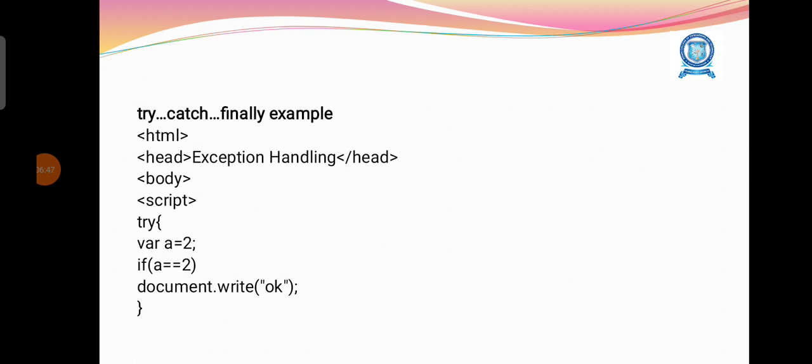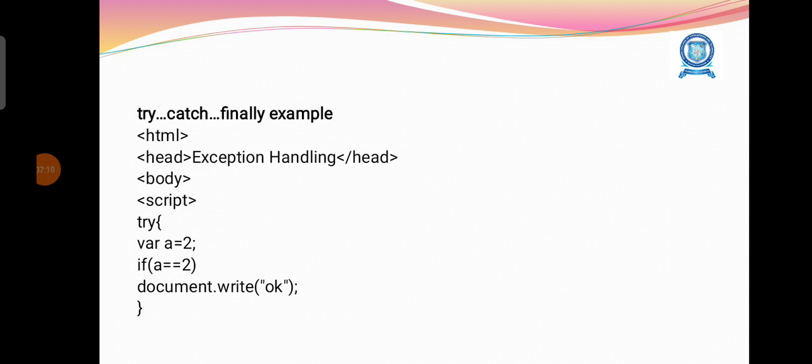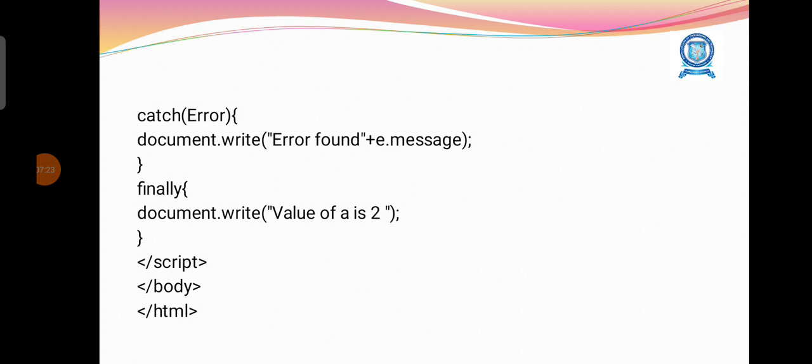So this is an example code. Inside the try block we have defined one variable and we are checking whether the value of the variable is equal to 2. If it is 2, we will print OK. Otherwise we will get the error code. If an exception occurs in the try block, we have the catch block. In the catch block we are printing the error message, and in the finally block we are just printing something like value of a is 2. So the finally block, not bothering about the exception, will always execute, isn't it?